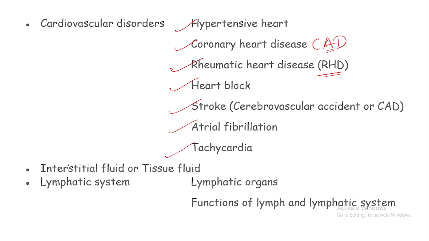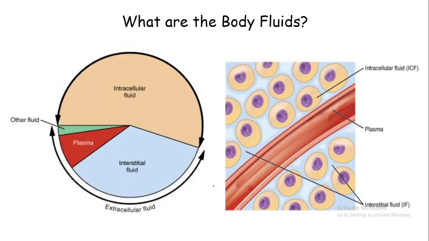Next is interstitial fluid or tissue fluid. What is that? And then lastly, the lymphatic system, which includes different types of lymph organs and what are the functions of lymph and lymphatic system. We shall be covering this entire chapter from the NEET perspective. So going ahead, let us come to the first part, that is, what are the body fluids.